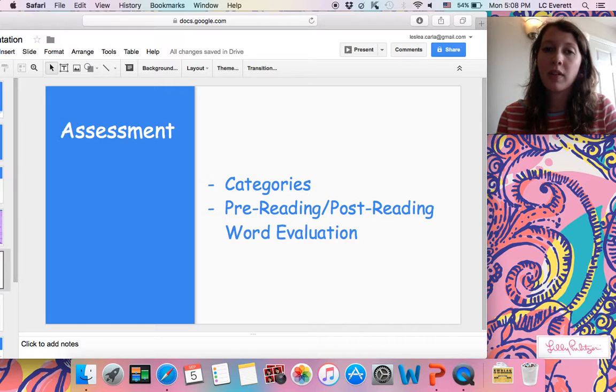As I said before, this one is categorizing vocabulary, and then another one is pre-reading and post-reading word evaluation, and this I think would be probably good from 3rd grade up, again, maybe introducing the idea in 2nd grade.